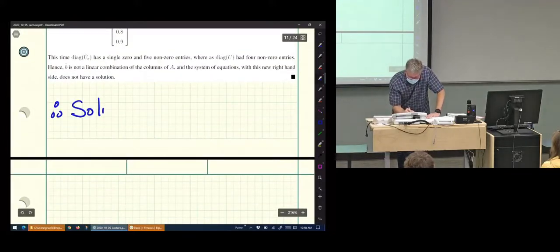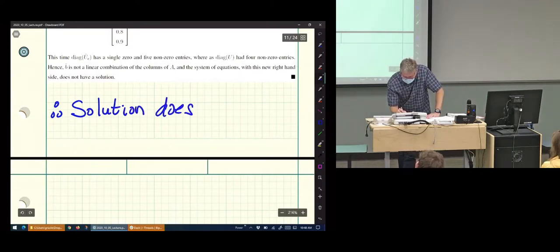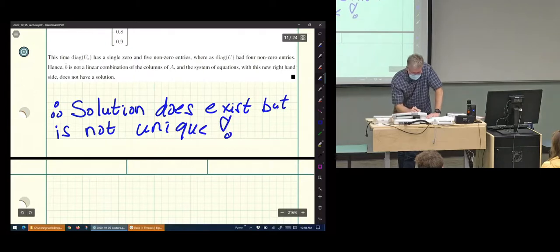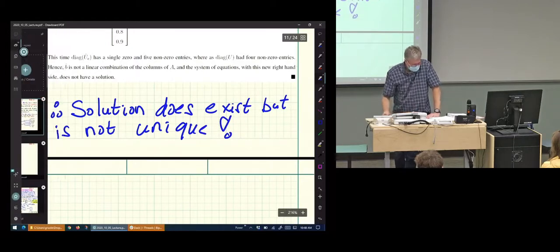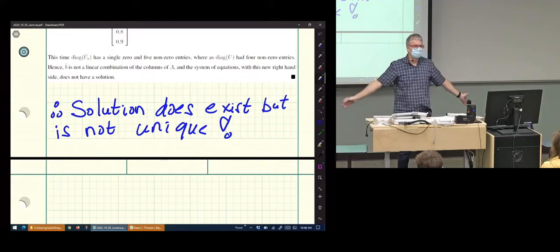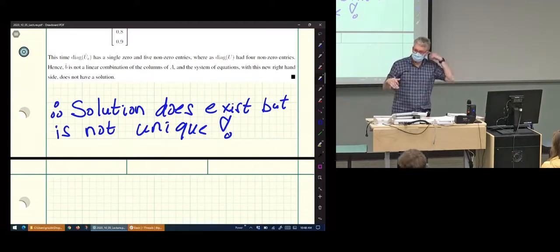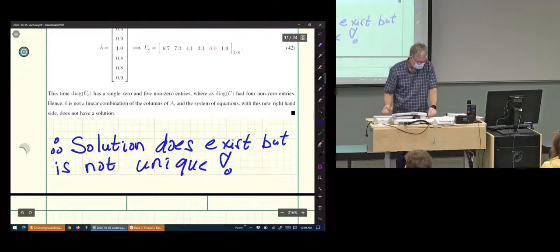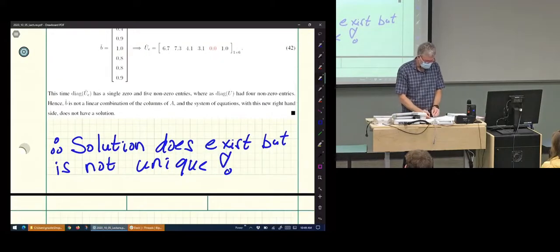Conclusion, solution does exist, but is not unique. Okay, and we can do that at scale. That's the point, okay? We can do this at scale. We're not stuck with little 2 equations and 3 unknowns, 4 equations, 4 unknowns, things like that. We can do this at scale.